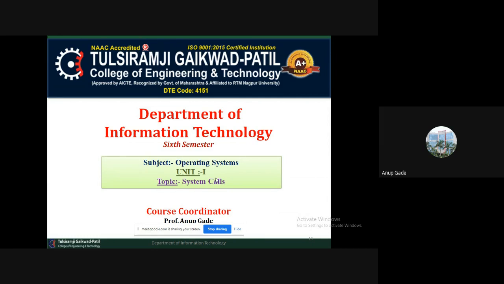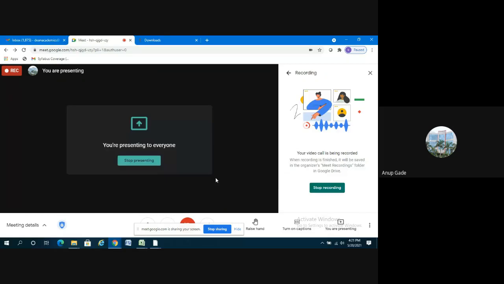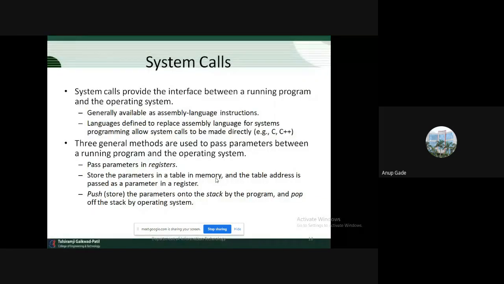So in our earlier videos we have gone through the concepts like what are the basics of operating system, how OS structures are there, and what are the services provided by the OS. Now let us discuss system calls. Basically a system call provides an interface between a running program and an operating system.